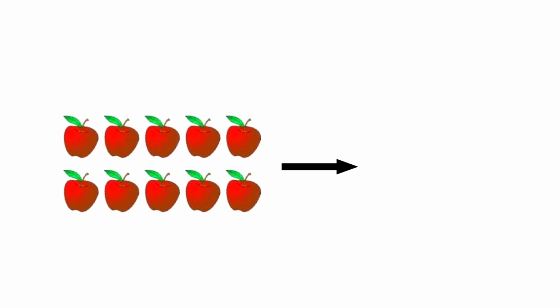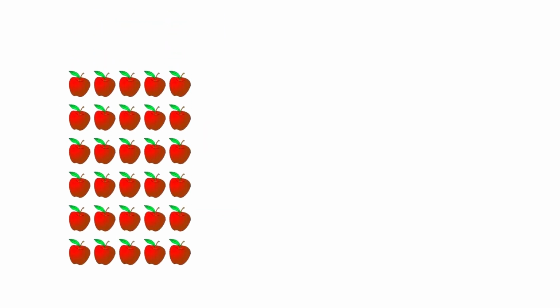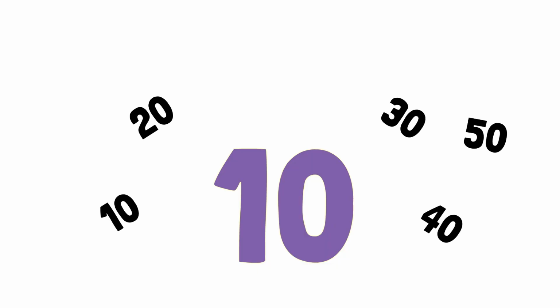10 apples is equal to 1 ten. 20 apples is equal to 2 tens. 30 apples is equal to 3 tens. Numbers in the tens place are like 10, 20, 30, 40, 50. The tens place is the second digit from the right.